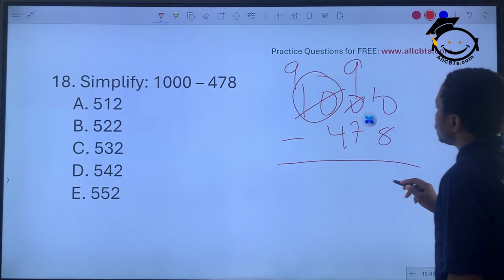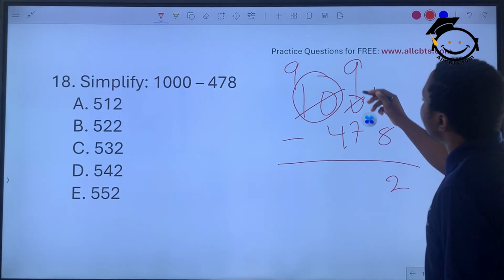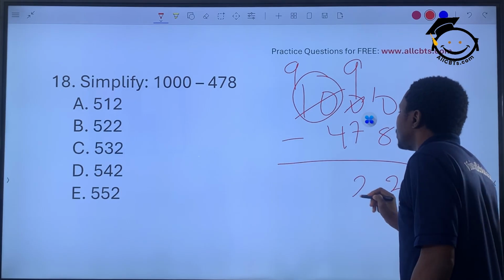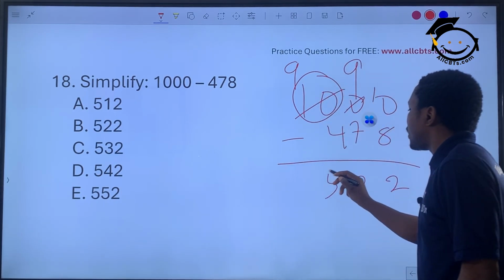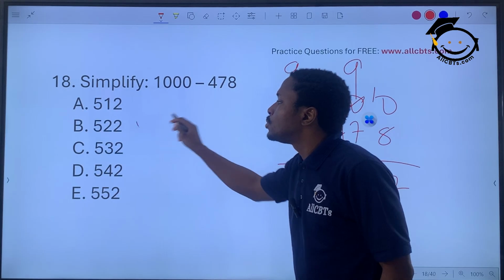10 minus 8, 2. Okay. So now we have 9 here. 9 minus 7, 2. And we have 9 here. 9 minus 4, 5. 5, 2, 2.